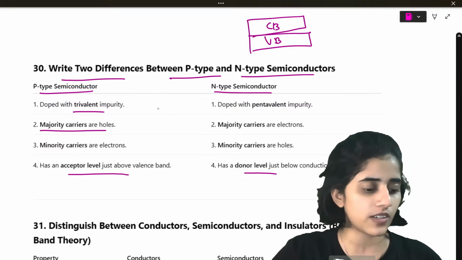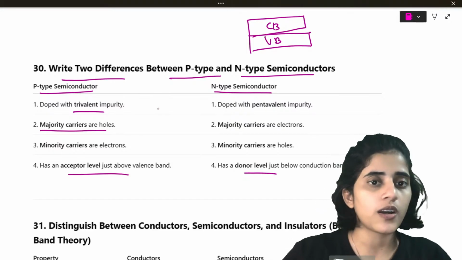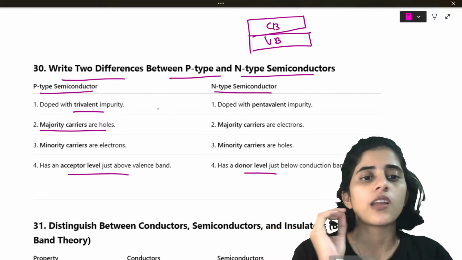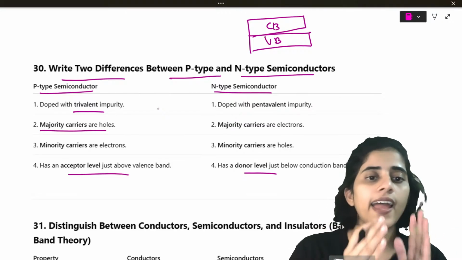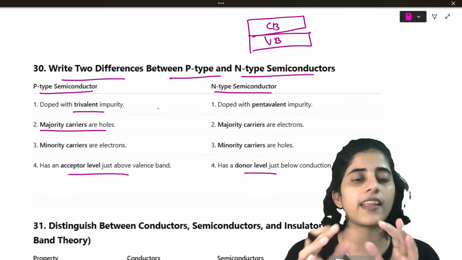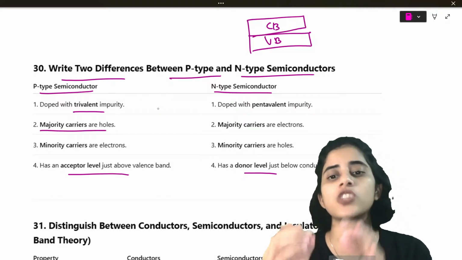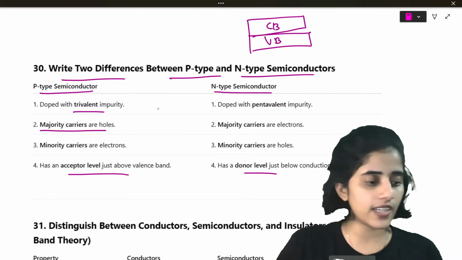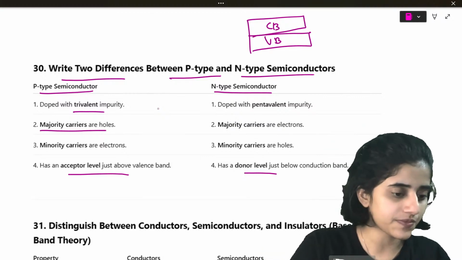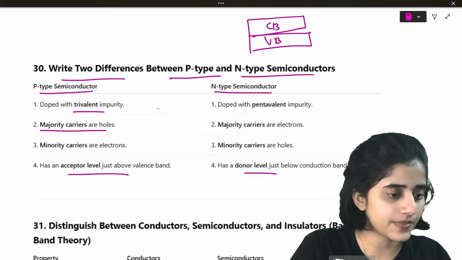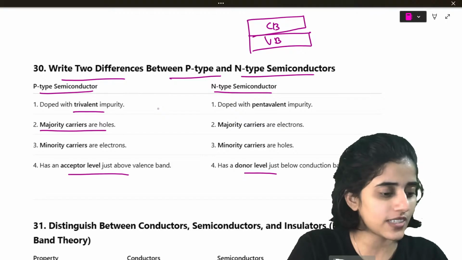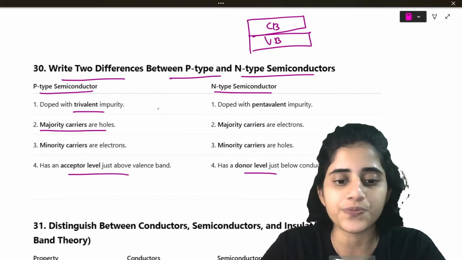You didn't understand this one, right? So, in a p-type and n-type semiconductor, why is there an acceptor level just above the valence band in p-type and a donor level just below the conduction band in n-type? That's your doubt, right? Is that what you haven't understood, Hamsu? Can you just clarify?